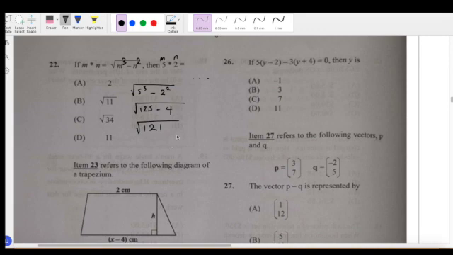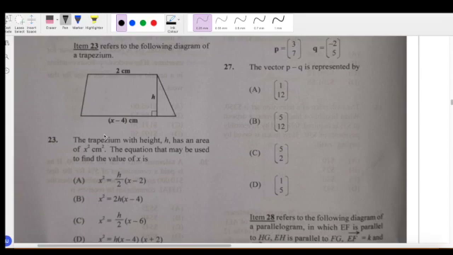And what we have to do here now is recognize that 121 is actually 11 squared. So really this is the square root of 121, which is 11 squared, and the square root will cancel with the square, and the answer is 11.